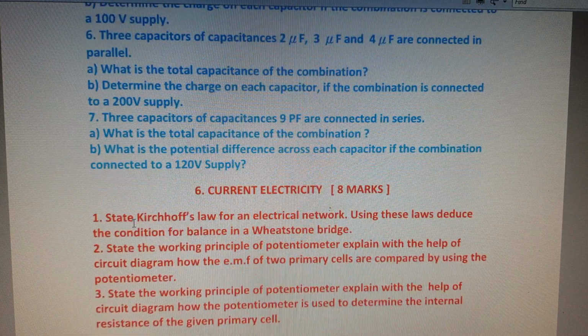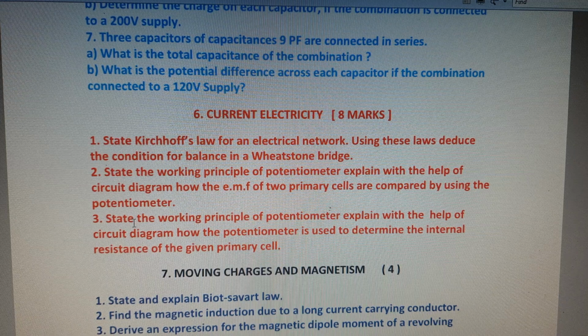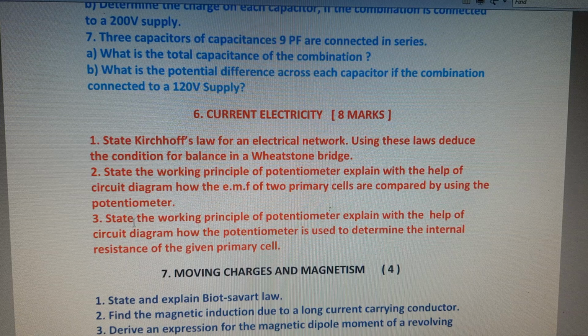And the next one is a very important chapter, in which another 8 marks question will be asked. This is Current Electricity. This chapter contains a total of 3 8-marks questions. The first one is: state Kirchhoff's laws for an electrical network, and using Kirchhoff's laws deduce the condition for balancing in a Wheatstone bridge.